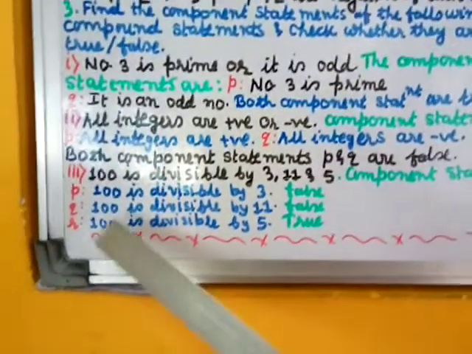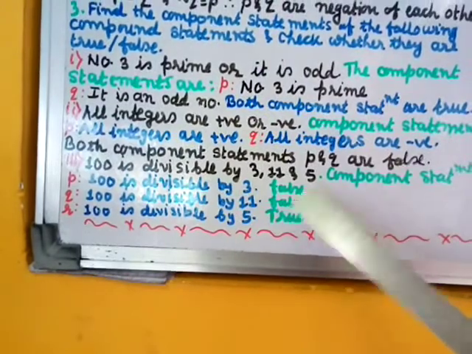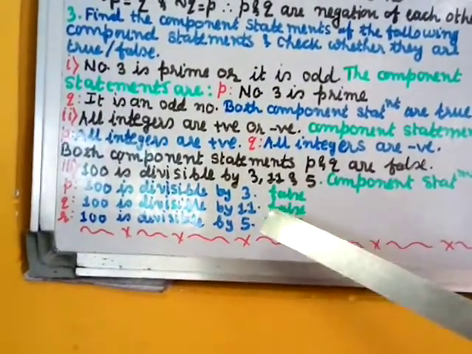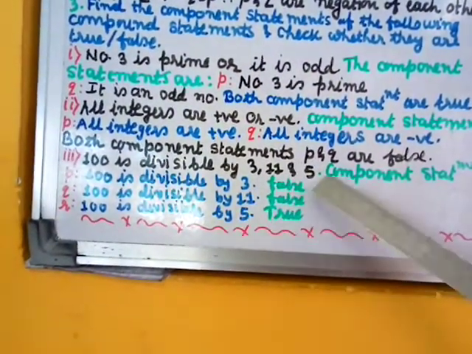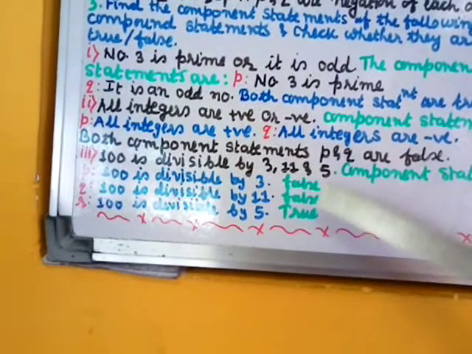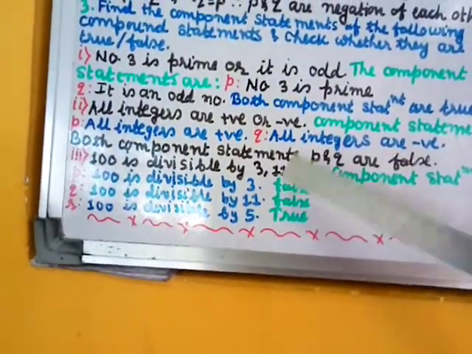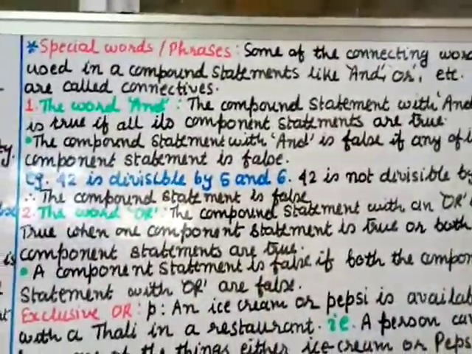For example, you can see this example. Here, 100 is divisible by 3, 11 and 5. We know the connecting word here is and, right? Now you can see that 100 is not divisible by 3, not divisible by 11, but it is divisible by 5. That means all the three component statements are not true. That means this statement is also false. The compound statement is false. That is what the first and the second rule mean.